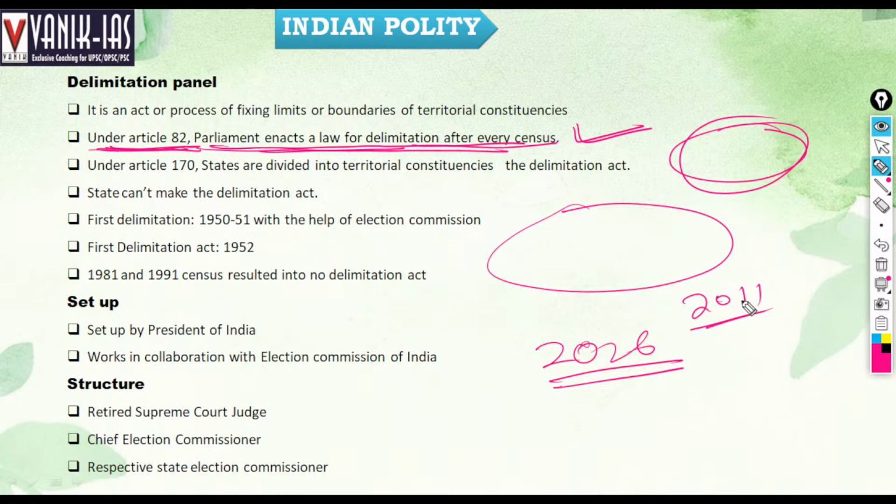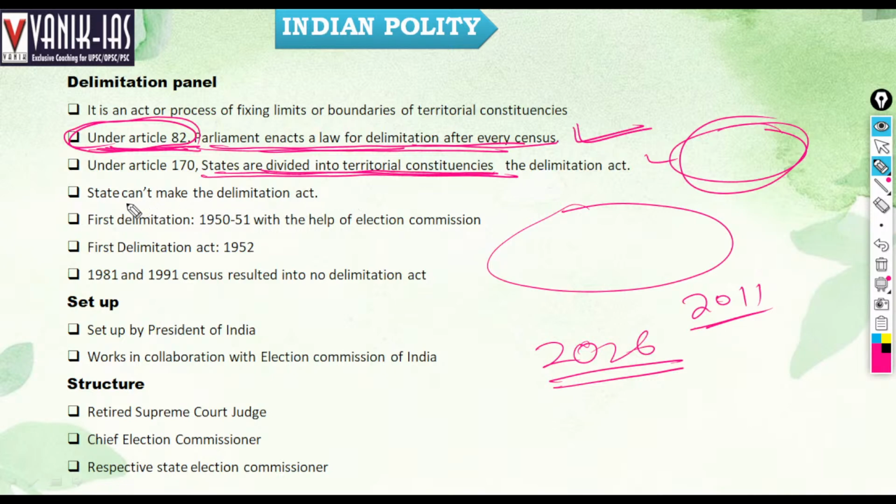Although the population has increased many times, the number of parliamentary seats, members of Lok Sabha and members of Rajya Sabha is the same, so that may also need to be changed. These things are dealt with under Article 82. Under Article 170, states are divided into territorial constituencies. The Delimitation Act, territorial constituencies.